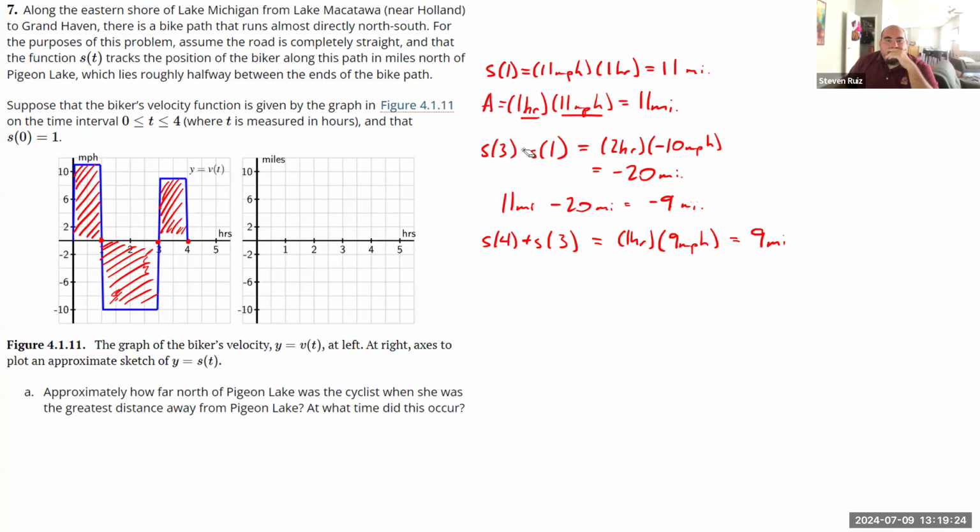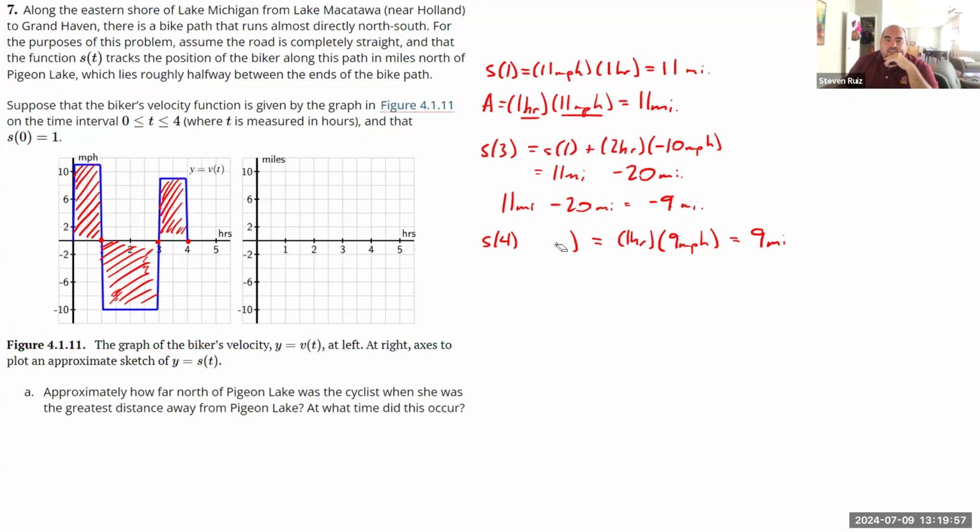No, I take it back. Now let's look at it this way. S3 should be equal to this S1 plus this change, and that makes sense. Okay. So I'm looking at this as a net change. If I want to know what my position is at 3, then I need to know what my position is at 1 hour, and then add to that my change in position over the following 2 hours. So this gives me 11 miles minus 20 miles, and that equals -9 miles.